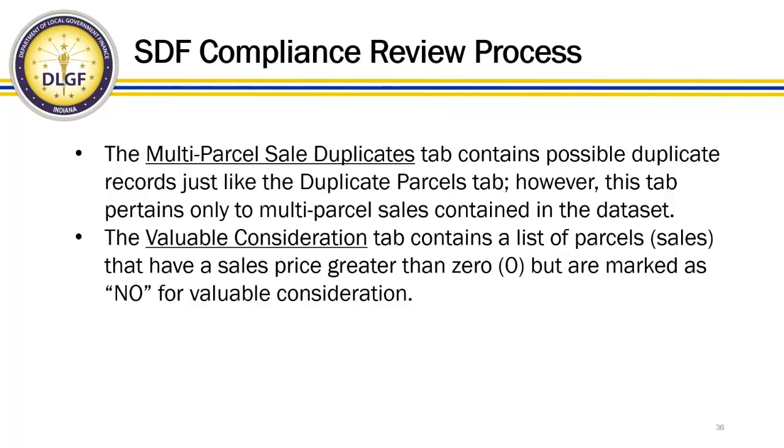The valuable consideration tab contains a list of parcels or sales that have a sales price greater than 0, but are marked as no for valuable consideration. So obviously that doesn't match up, and we're going to try and point that out to you as well on that tab.